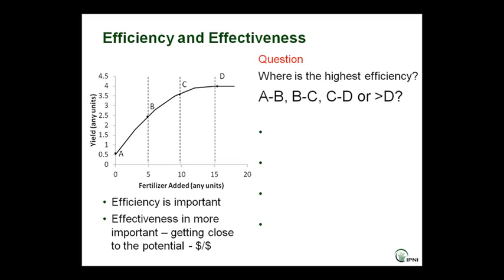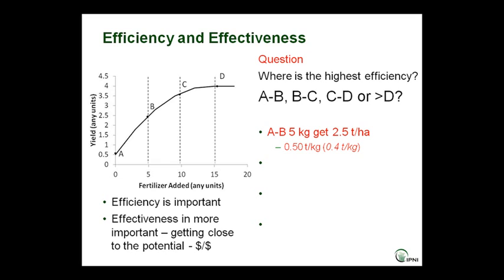You've seen this graph, fertiliser rate versus yield, any fertiliser, it doesn't matter, any crop, doesn't matter. Where's the highest efficiency? Is it between A and B, between B and C, C and D, or below D, above D? Who thinks the first one? Who thinks the last one? Who's not saying?